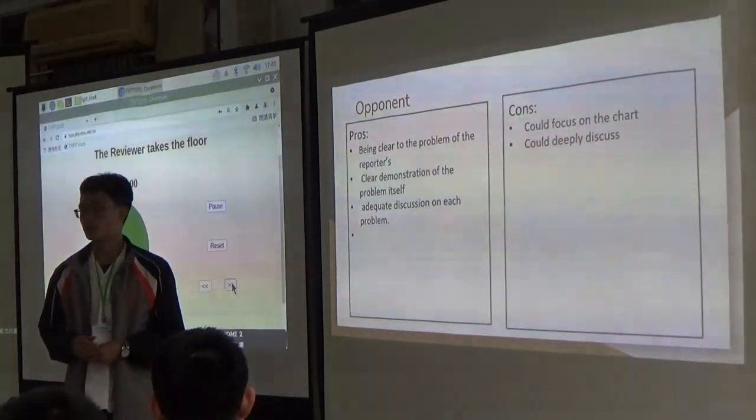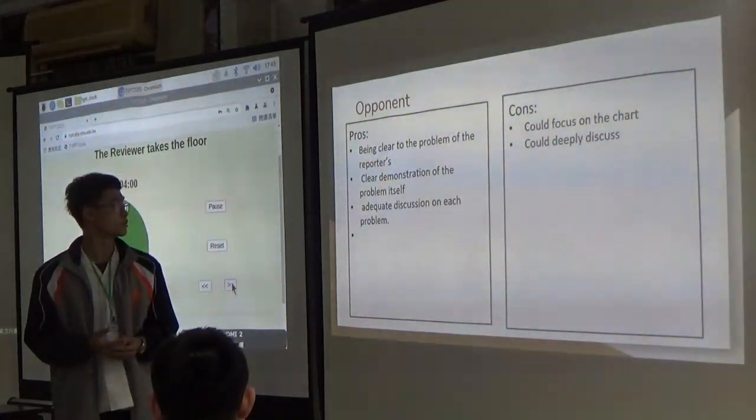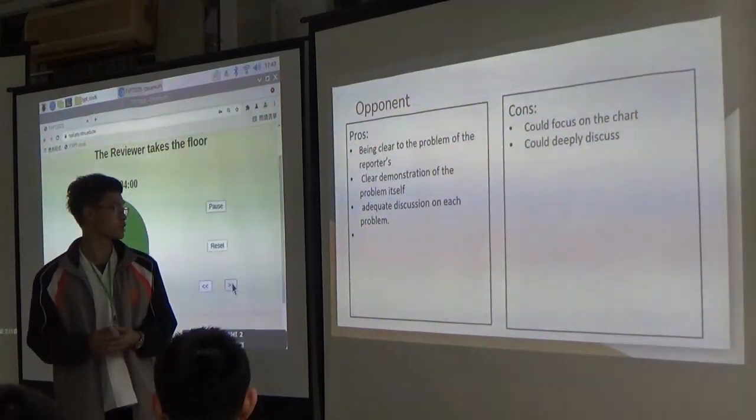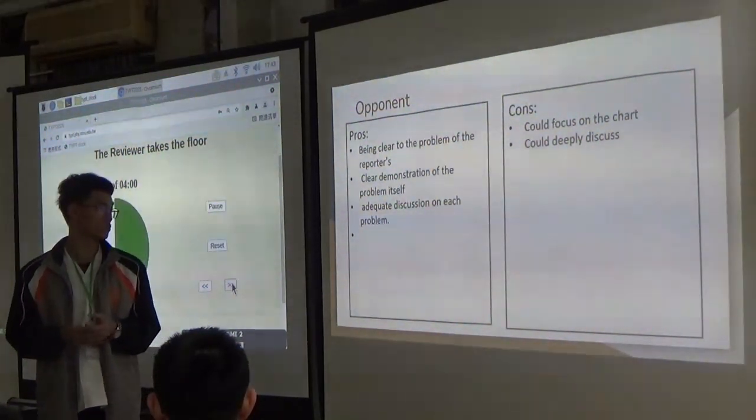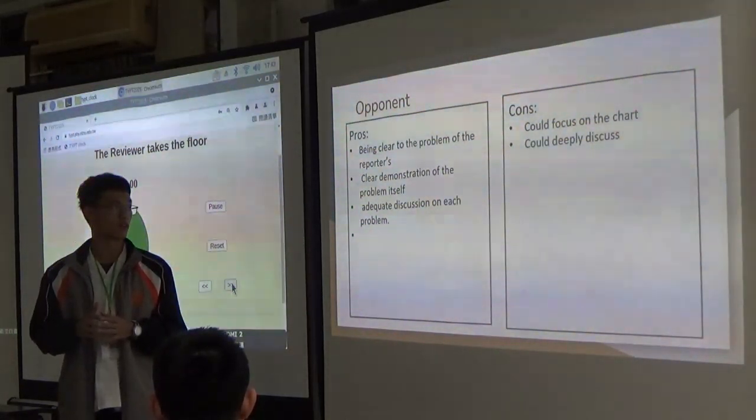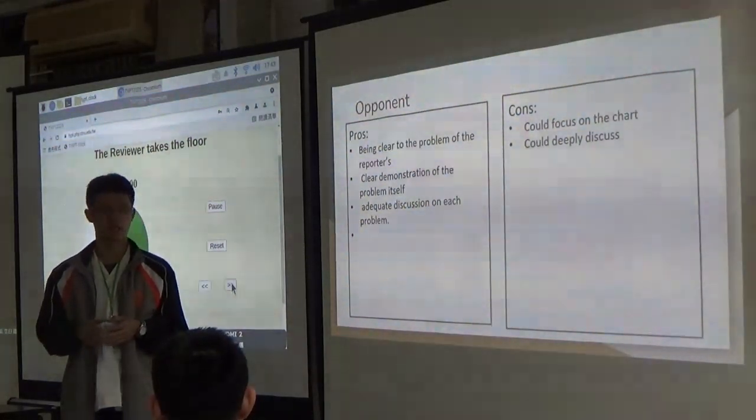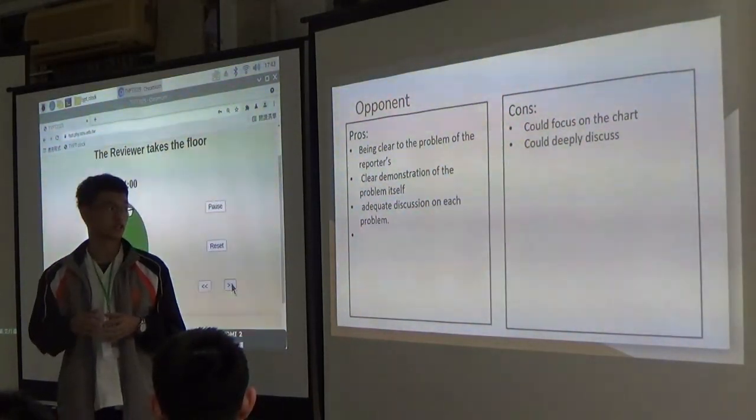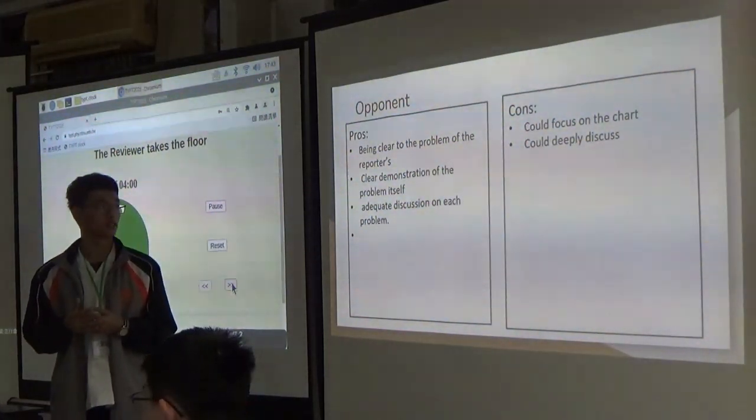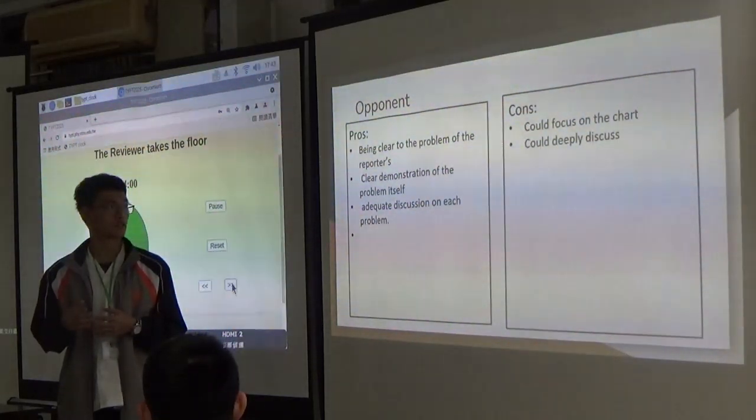This is for the opponent: the opponent made the reporter's problems clear, gave a clear demonstration of the problem itself, and adequate discussion on each problem. I also suggest that he could focus on the charts and discuss more deeply, not just the surface, so the problem can be understood better.